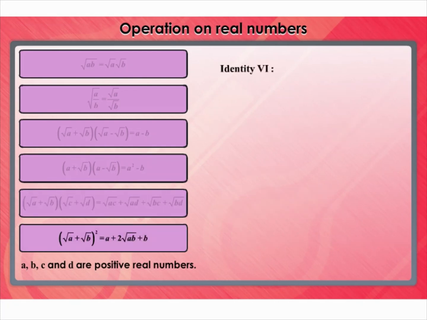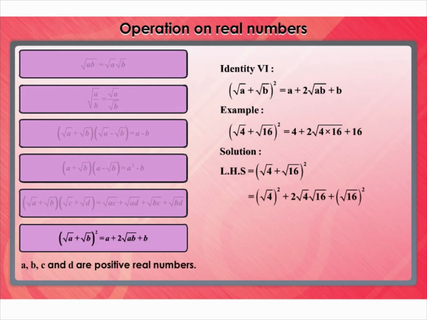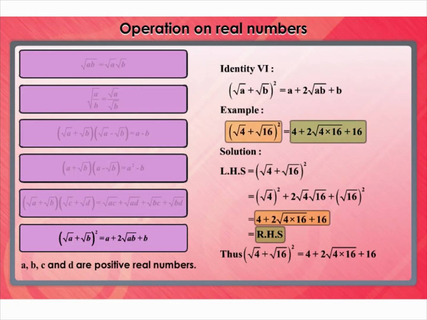The sixth law is the square root of A plus square root of B, the whole square, is equal to A plus 2 times square root of AB plus B. First, we'll simplify the left-hand side of this example. Then expand this expression. Apply the first law and simplify this. Now this is equal to the right-hand side of the example. Thus verified the example.